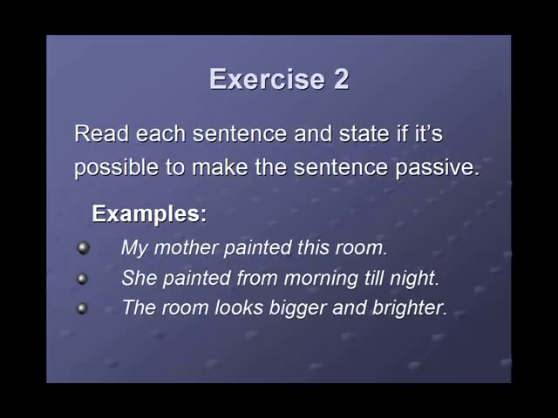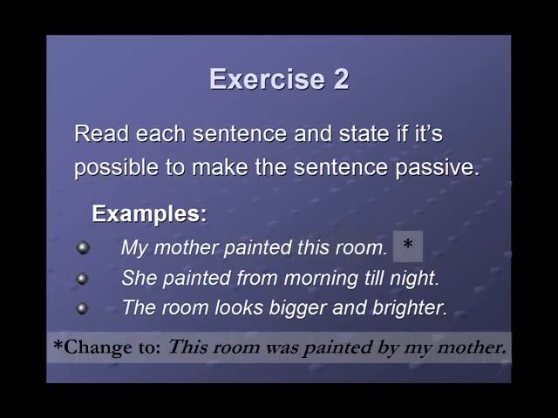Exercise 2. Read each sentence and state if it's possible to make the sentence passive. Examples. First one. My mother painted this room. Is it possible? Yes. The verb is paint. The object, this room. So we can take the object and make that the subject of a passive sentence. This room was painted by my mother.